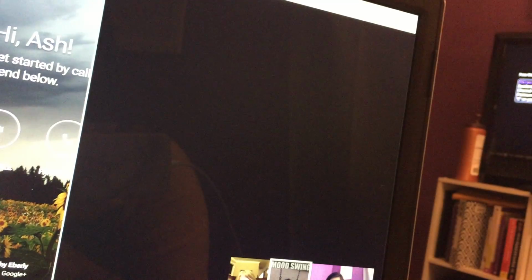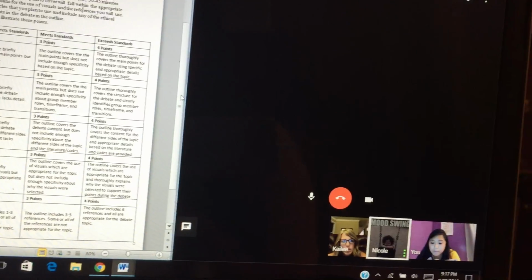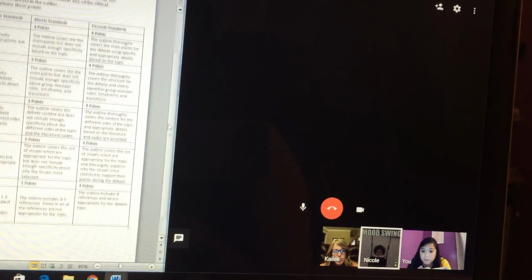So the debate outline instructions. Is this the rubric for what we're turning in today? I think so. Yes. Okay. The outline includes 6 references that are all appropriate for the debate topic. Well, I think among all of us, we've come up with way more than 6.